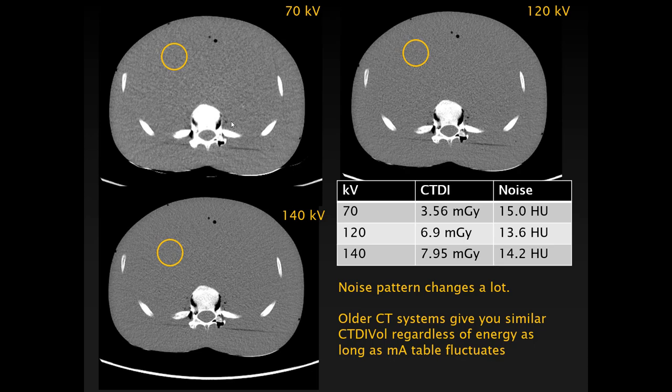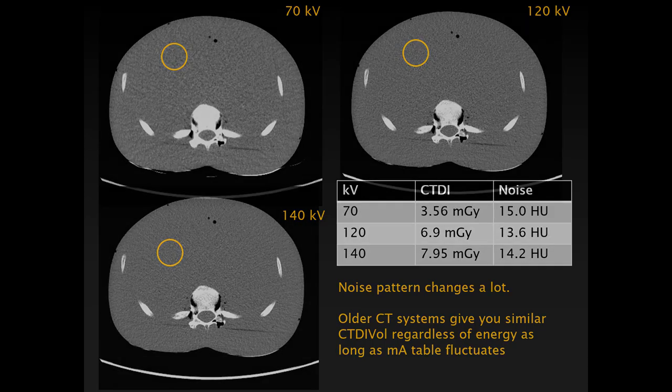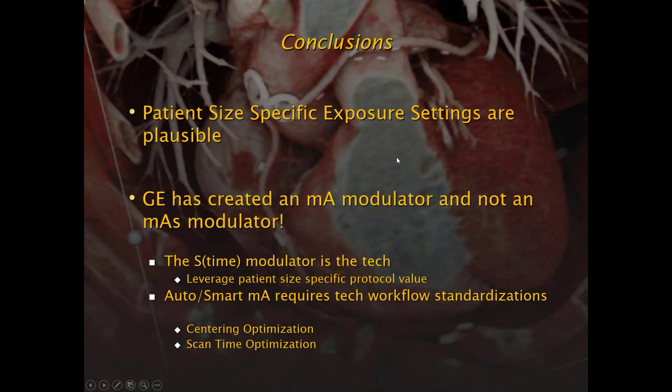So we could scan an obese patient with 80 kV, or we can scan a thin patient with 140 kV and get the same CTDI value with a given noise index system. That's not going to happen with this new system. So to conclude, patient size specific exposure settings are possible. You can do this. GE has created a very effective MA modulator, but it's not an mAs modulator. The time modulator is going to be the tech, or it's going to be the protocol. You'll have to leverage patient size specific protocol values in order to make this work.